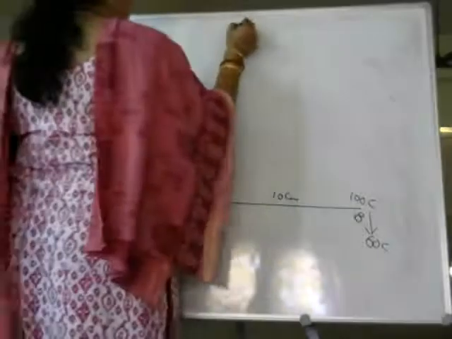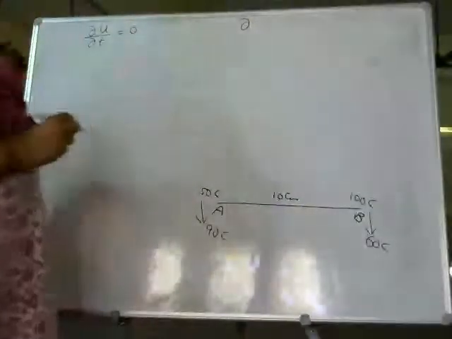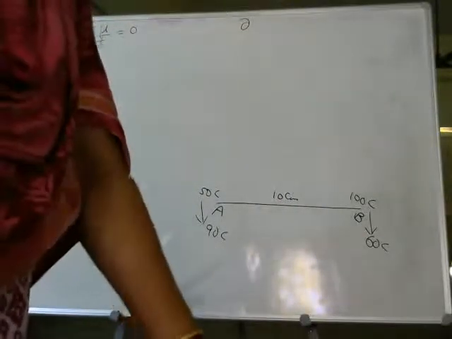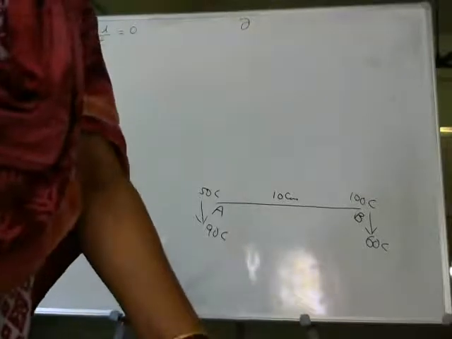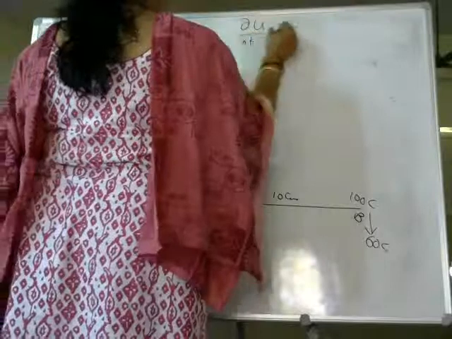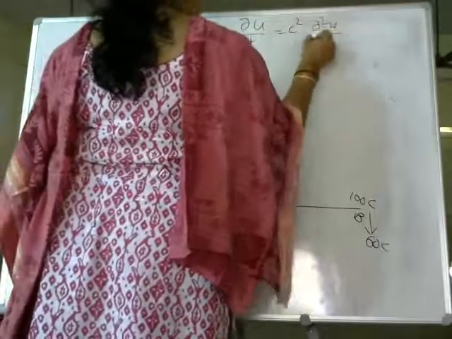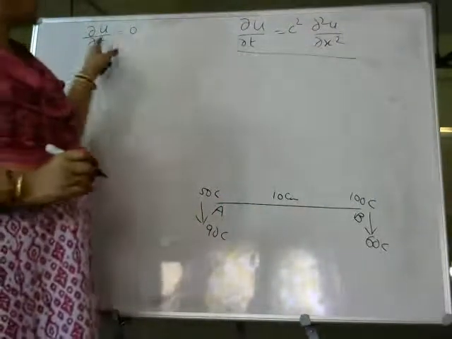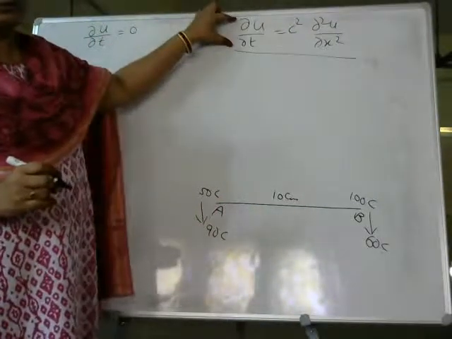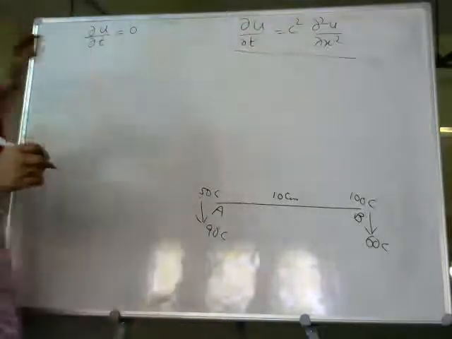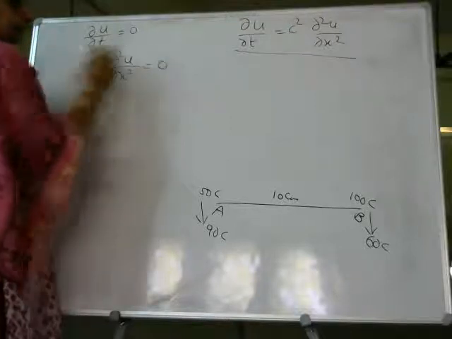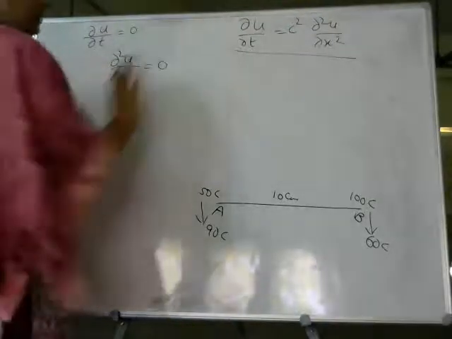We know actually what the one-dimensional heat equation is. The equation we have taken is ∂u/∂t = c² ∂²u/∂x². And in this condition, ∂u/∂t becomes 0. If this is 0, then ∂²u/∂x² will become 0, because ∂u/∂t is 0 here.